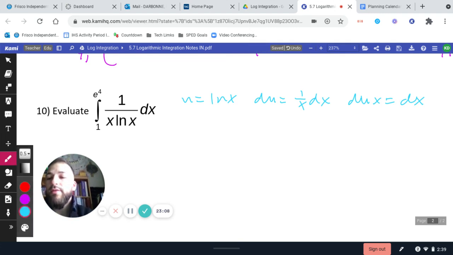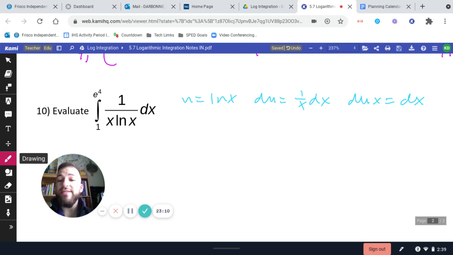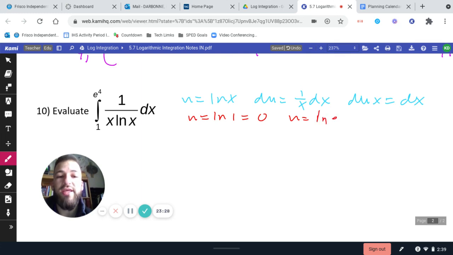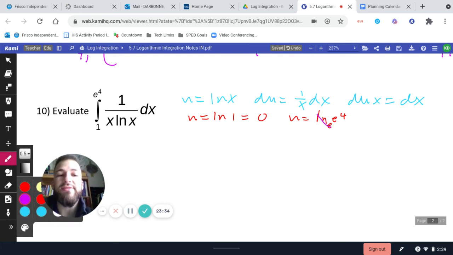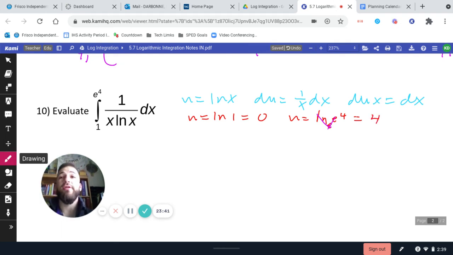Okay. Now, because I did a u substitution of a definite integral, what other thing do I have to do? I also have to change my bounds. So I also need to do u is equal to the natural log of 1, which gives me 0, because remember, natural log of 1 is 0, and u is equal to the natural log of e to the 4th, which, if we remember our log rules, base e, that cancels out. So u is just equal to 4. Well, that's a nice new integral, nice new bounds of 0 to 4.